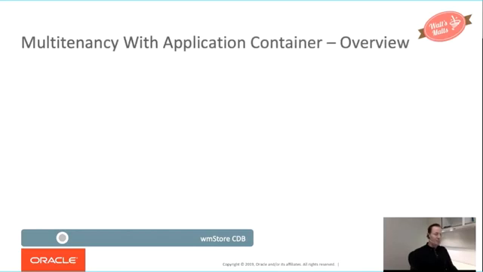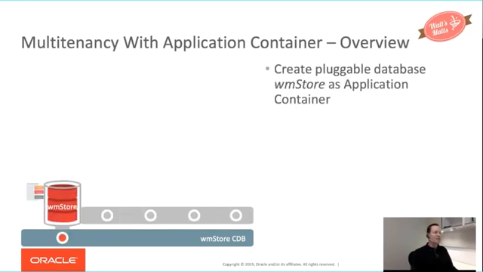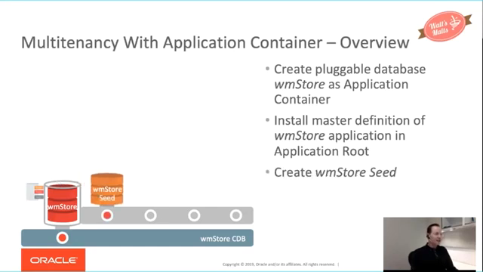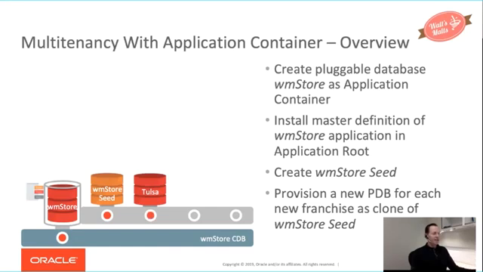A good example is a store that sells something, in this case, malts, and they have an application that they use to manage their business. They've decided that they want a franchise. So to make use of this architecture, first, they can create a pluggable database as an application container, and then install their master definition of their application in the application root. Then they can create a seed and pre-sync that application with that. And then finally, whenever there's a new franchise, like in Tulsa or Tahoe or New York, they can provision from that seed and the application will be pre-seeded in there.